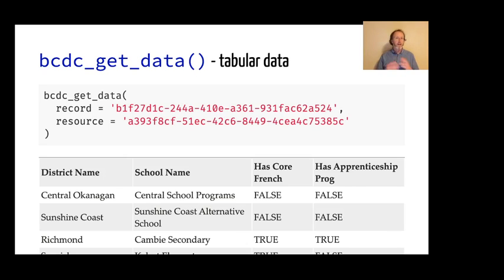So we're going to use our bcdc get data function, and from the catalog page or from the bcdc get record function, you can get a unique ID for the record and the resource, and you specify those in the get data function, and it will hit that API and determine what kind of data you're downloading. Most of the time it will find the correct import function and bring in a nice table for you. In this case it brings in a data frame of schools across the province and the different services that they offer. So just a brief example of getting tabular data.